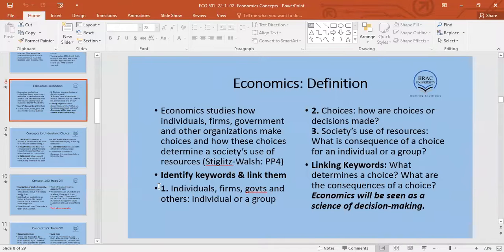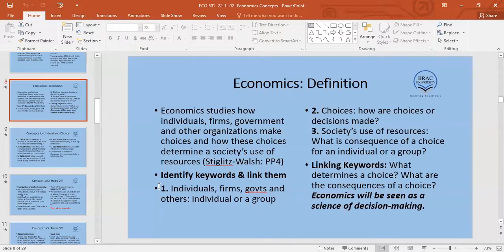So whatever definition we give of economics, for example, in Stiglitz and Walsh, page 4, they just discuss economics as the study of how individuals, firms, government, and other organizations make choices and how these choices determine a society's uses of resources. So if we look at this particular definition and try to bring out the key words, what we find is there are 4 types of institutions here. Individuals, who are the households, firms, who are the producers, government, which is a governing authority, and maybe other organizations, non-governmental organizations, private sector, etc.